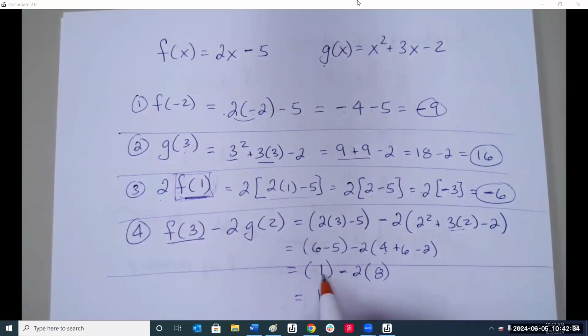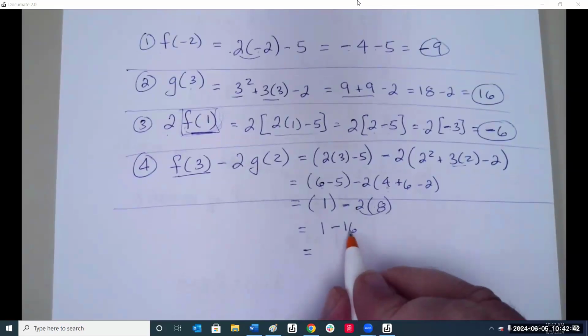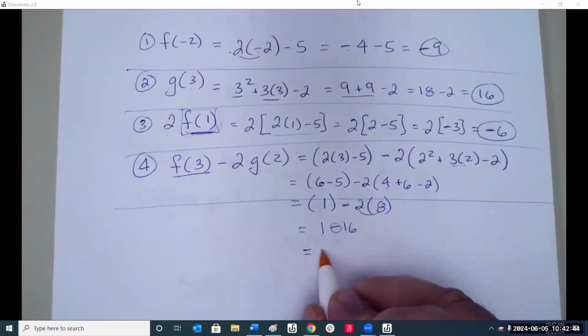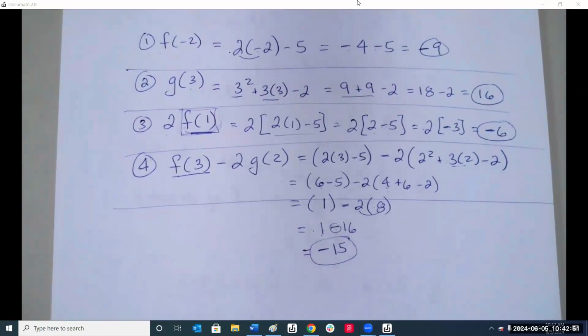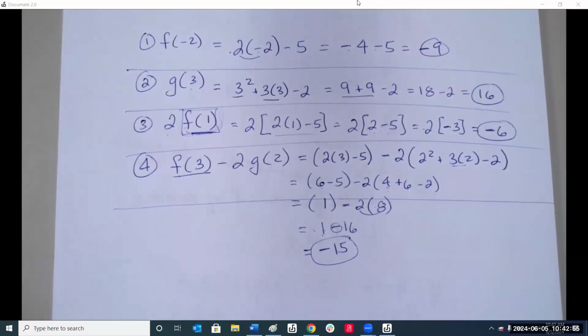So this is underneath the parentheses. Negative times positive is negative. 2 times 8 is 16. 16 is bigger than 1. It's negative, since the signs are different. 16 minus 1 is 15. So the answer is negative 15. Just piece by piece by piece.